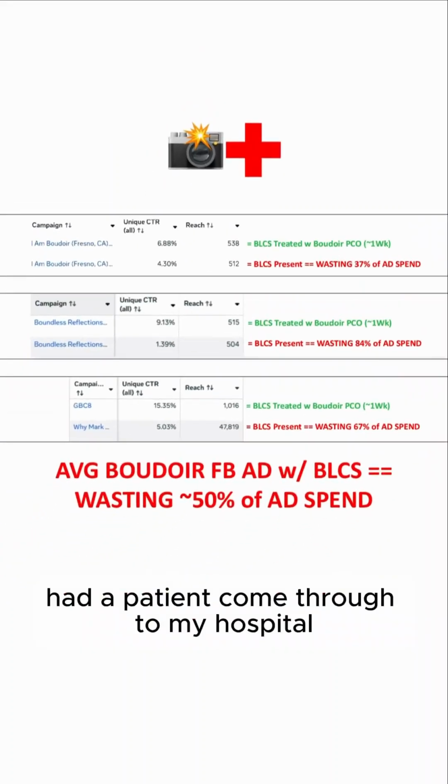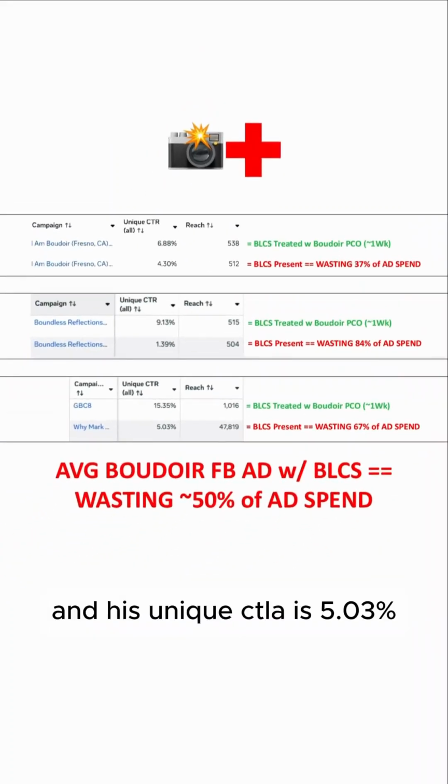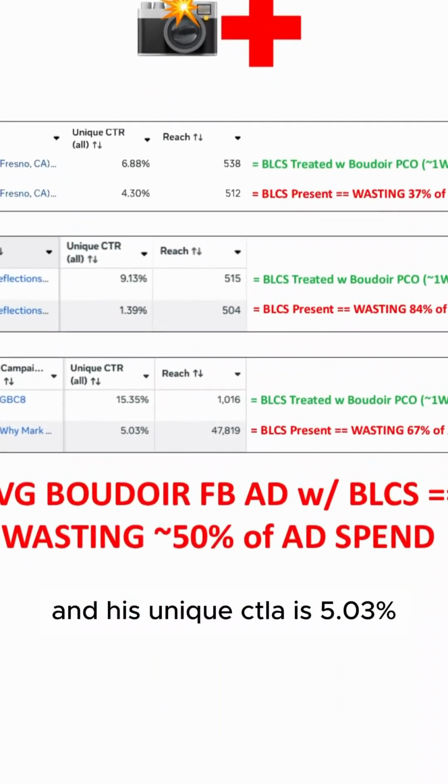Finally, we had a patient come through to my hospital, and his unique CTR is 5.03%.